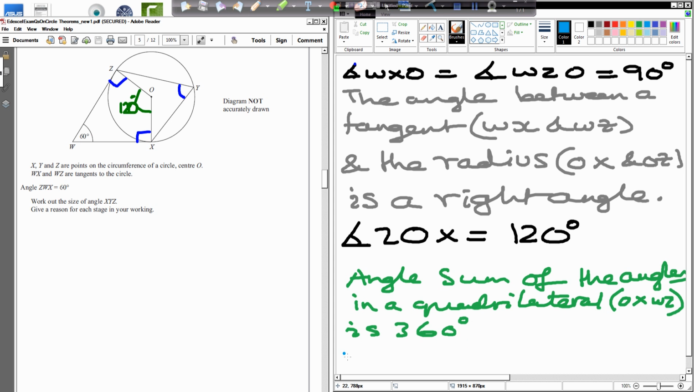So therefore, we're going to do now, 360 minus the 60 that we know, minus the 90 that we know here, this one here, and minus the 90 is equal to 120. So that's where the 120 came from.